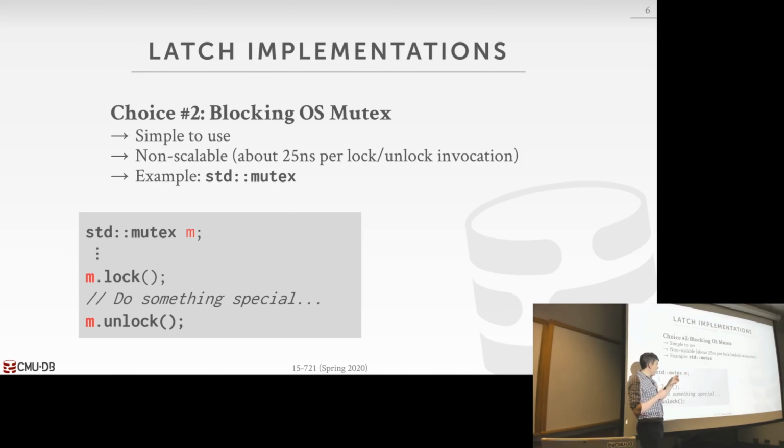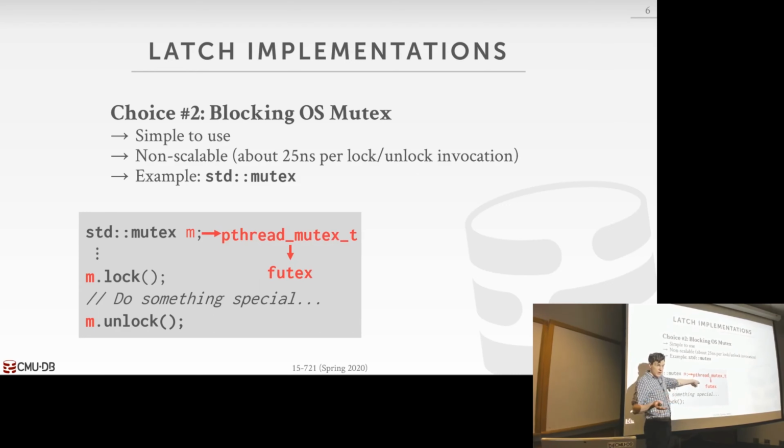Does anybody know what you actually get when you declare a standard template mutex? What's that? Yes, but underneath the mutex, there's an alias in front of that too. It's a pthread mutex, right? And the pthread mutex is just a futex. Does anyone know what a futex stands for?